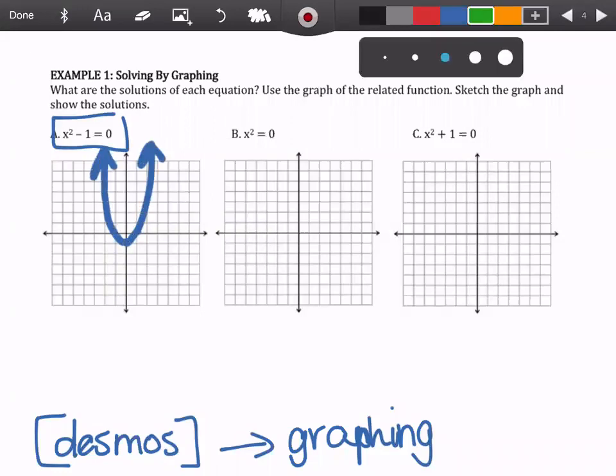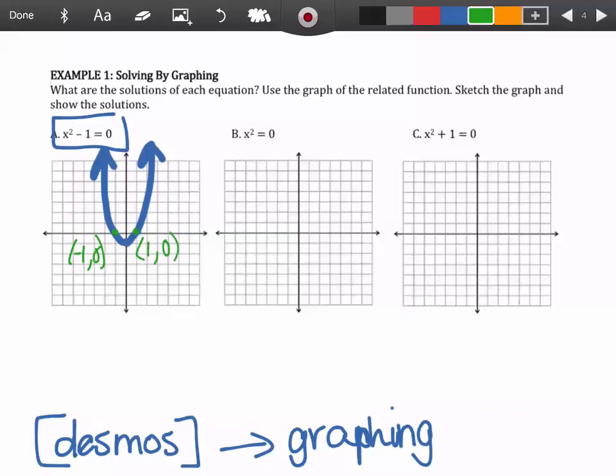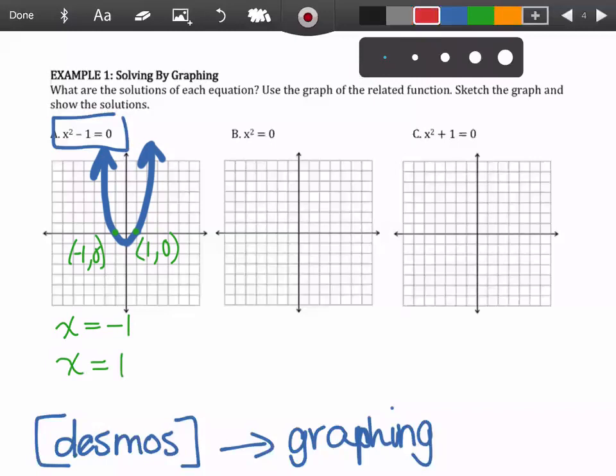Either way, you can notice here that there are two points that overlap with the x-axis. Those two points are the x-intercepts, (-1, 0) and (1, 0). Because we're worried about the x-intercepts, we're only going to write down x equals -1 and x equals 1. We took the x values from the points.